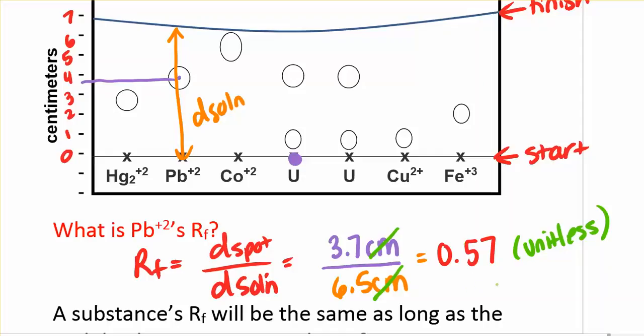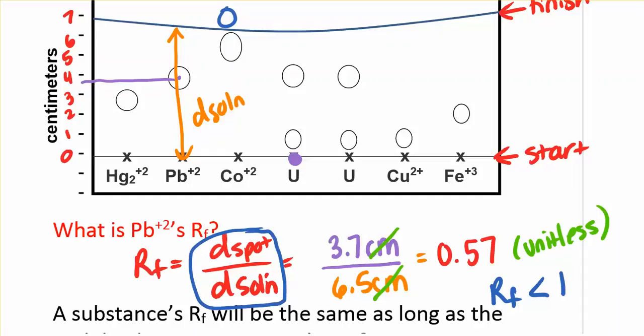Also, another thing to know about a retention factor, the RF is always less than 1. Why is that? If you look at how we calculate it, the top number is always going to be smaller than the bottom number because you can't have a spot that travels further than the solution up there. So this will always be a fraction. It will always be 0 point something.